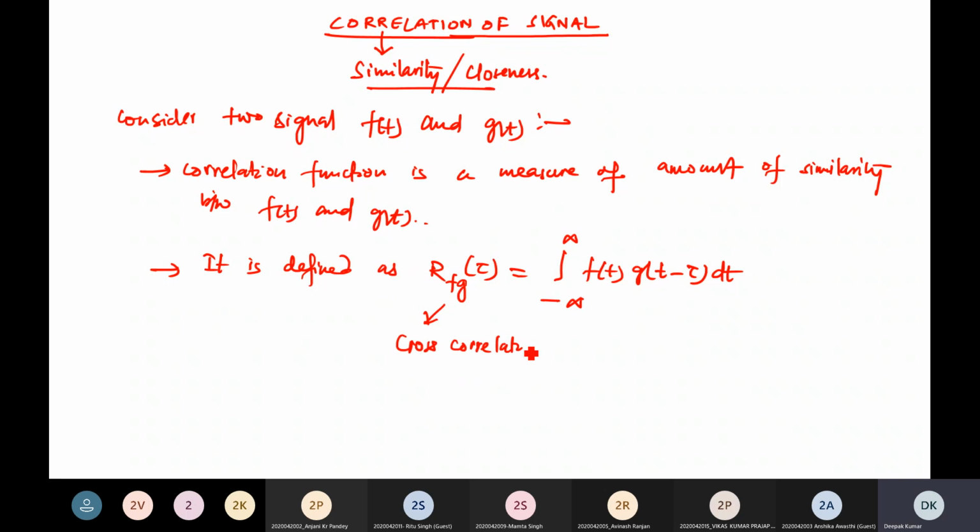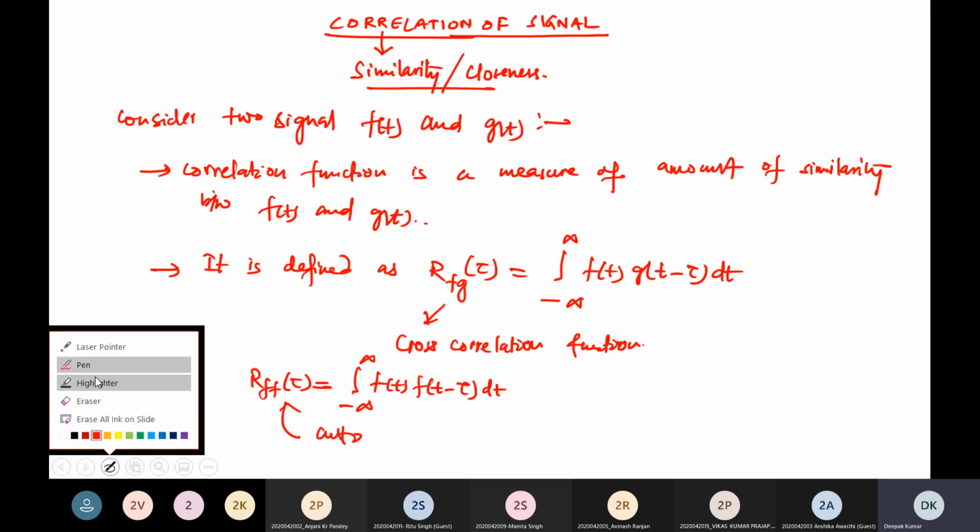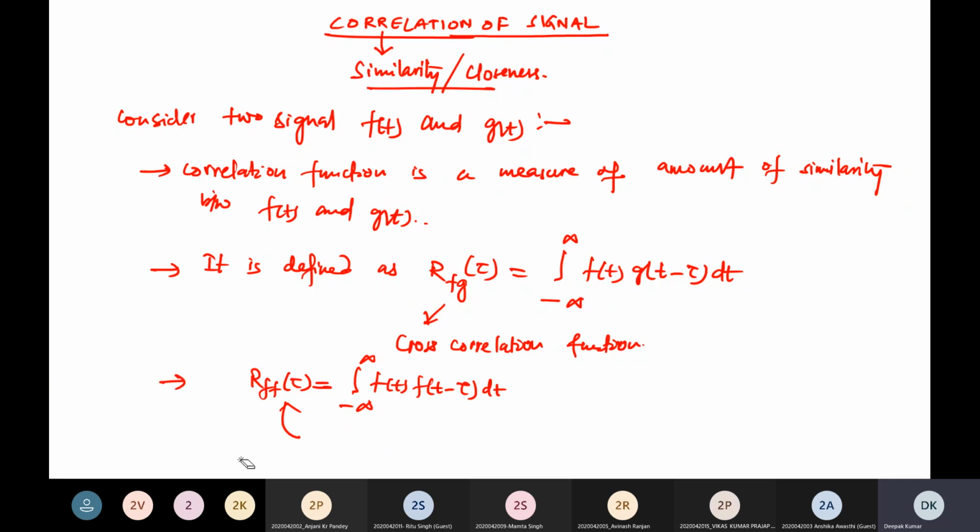Cross correlation function. If two same functions with the shift parameter tau, this is calculated as the integral of f of t times f of t minus tau dt. This is called autocorrelation: the same function, correlation with the same function. Autocorrelation.